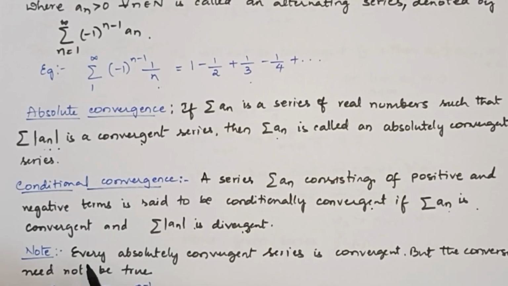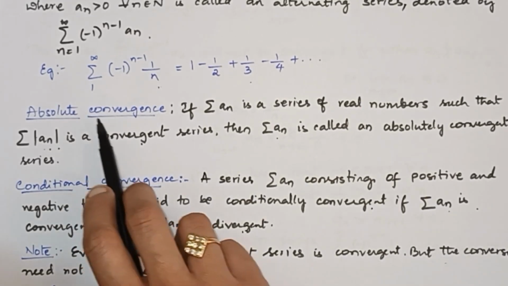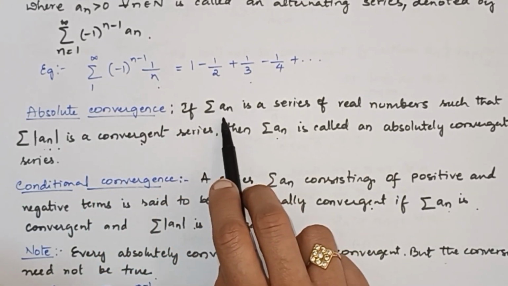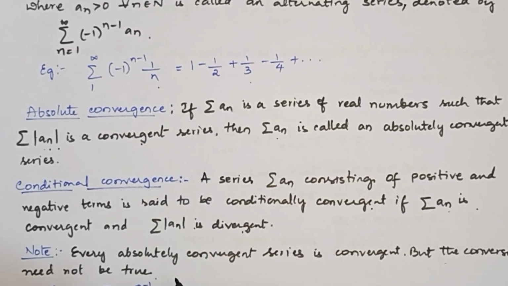One more point to note is that every absolutely convergent series is convergent, but the converse need not be true. So whenever a series converges absolutely, the given series also converges. But if a series converges, there is no guarantee that it converges absolutely.